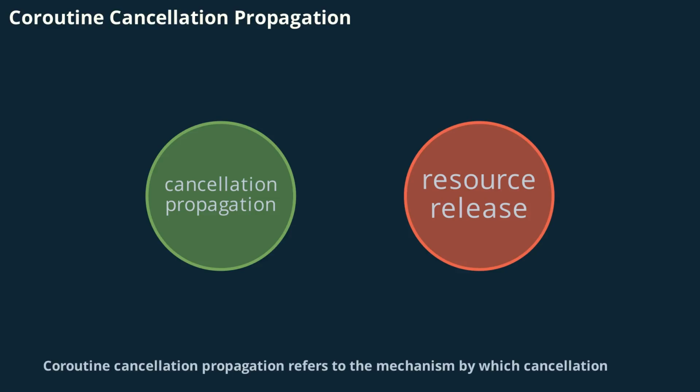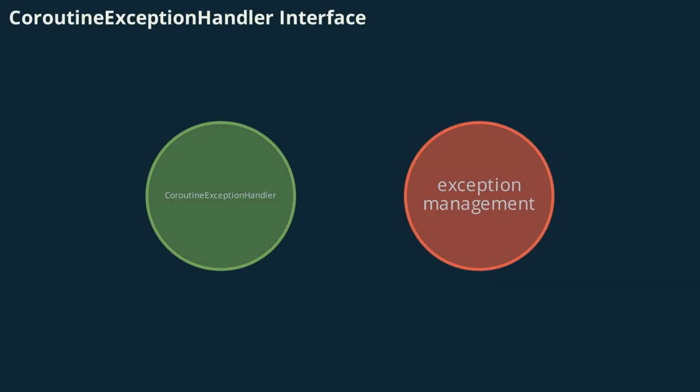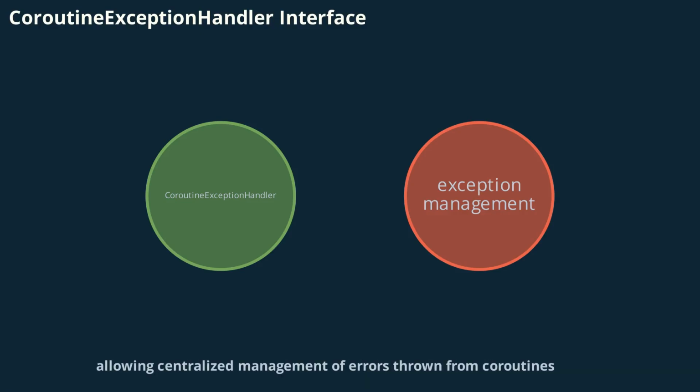Coroutine cancellation propagation refers to the mechanism by which cancellation is automatically propagated from a parent coroutine to its child coroutines. If a parent coroutine is canceled, all its child coroutines are also canceled, ensuring proper termination and resource release. The CoroutineExceptionHandler interface is used to handle uncaught exceptions within coroutines. It provides a way to define a global exception handler, allowing centralized management of errors thrown from coroutines.